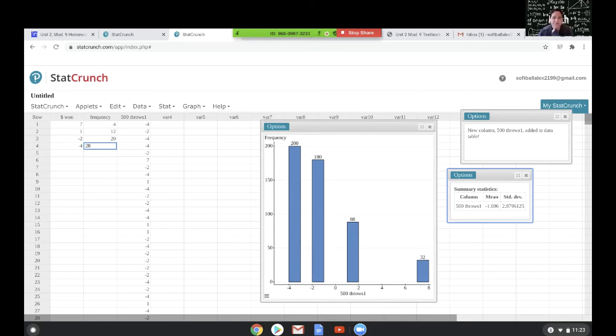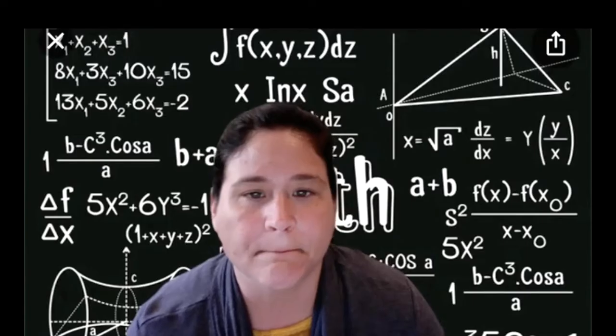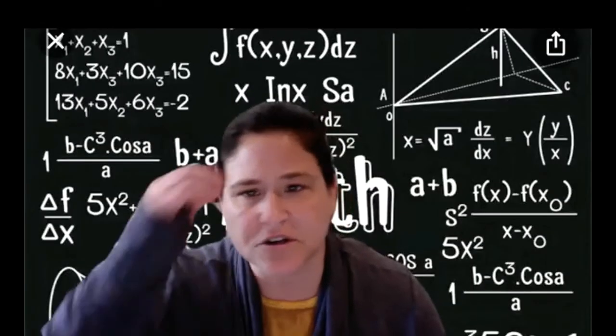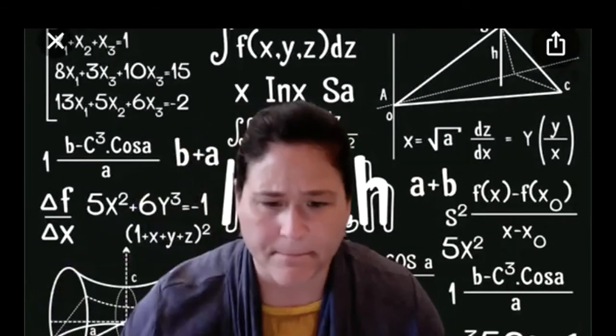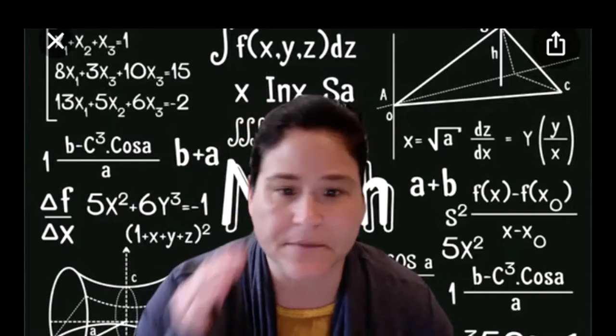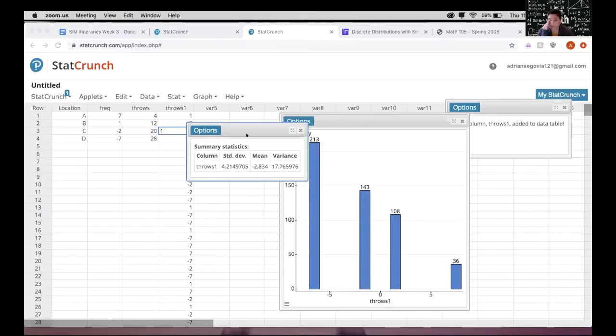Adrian, what'd you get for your mean and standard deviation? For my mean, I got negative 2.834, and standard deviation, I got 4.214. All right, let's have you start sharing your screen. Let me see what you did, ma'am. Because that varies, but that surprised me how much that varied. Let me see.